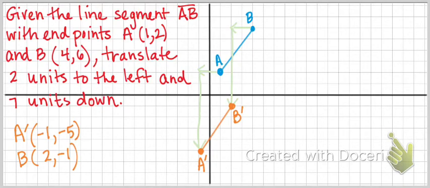Now let's do it by just looking at our coordinates (1, 2) and (4, 6) and adjusting them. So if you think about translating 2 units to the left, moving left to right is the x-axis. We're changing the x-coordinate. So how are we changing the x-coordinate? If we move 2 units to the left, does it get smaller as we move to the left on the x-axis, or bigger? It gets smaller. So we are subtracting 2 from our x-coordinate.